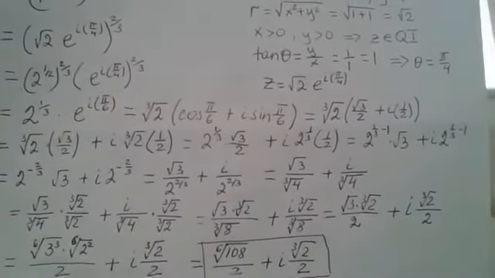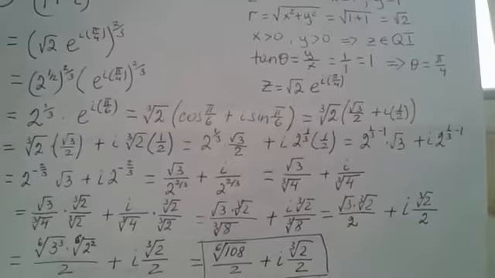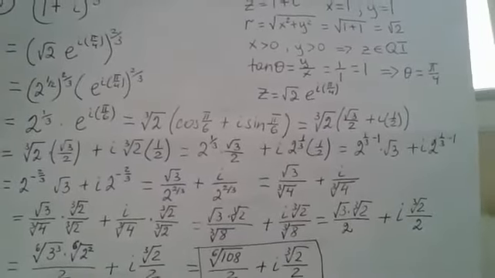So it will be 6th root of, what about 3 cubed? Is it 27? Yes. What about 2 squared? Is it 4? Yes. Please multiply 27 by 4 and tell me what you get. 108. Absolutely, yes. And this is our last step because we are reaching the answer. This is your answer for that particular problem. 6th root of 108 divided by 2 plus I cube root of 2 divided by 2. And I boxed that answer.